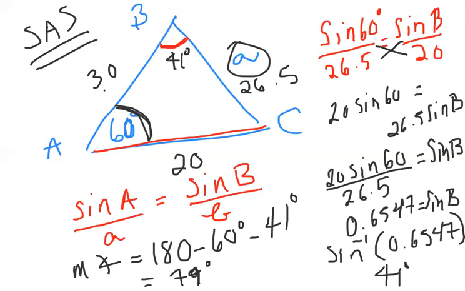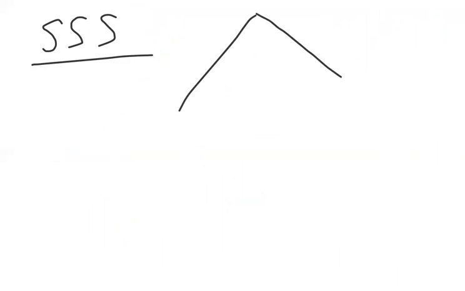So let's go ahead and do one more example, and this time we're going to use the SSS, okay? For the SSS triangle congruency, we're going to look at this triangle right here, and the triangle is not drawn to scale. Triangle ABC, okay?